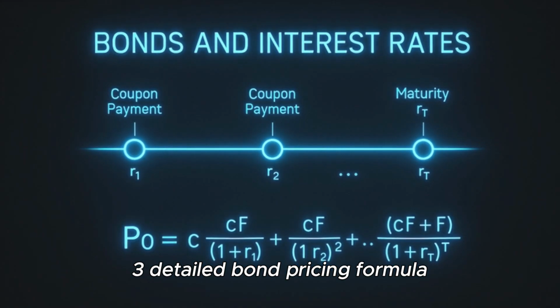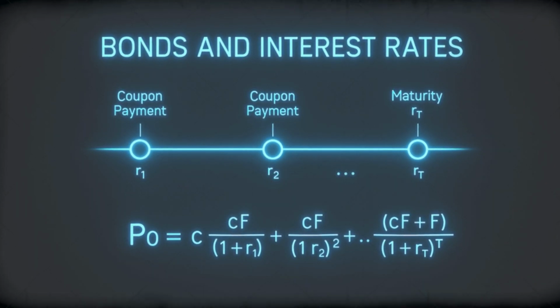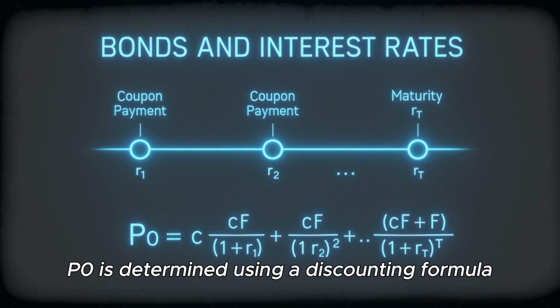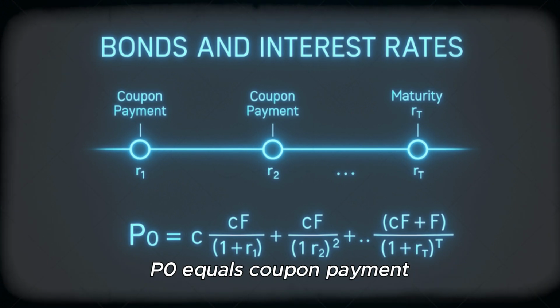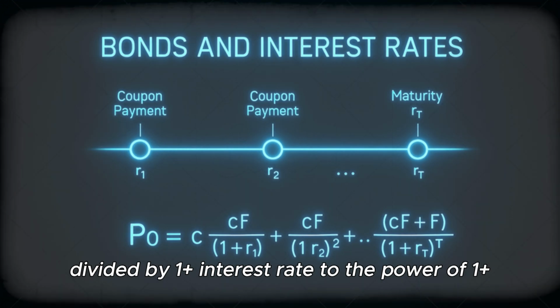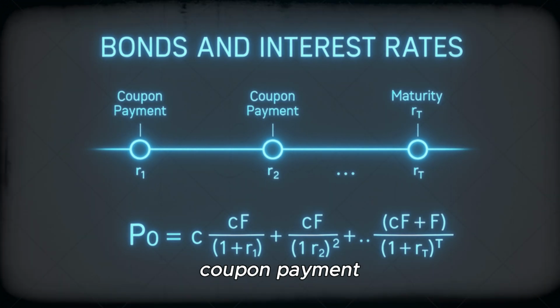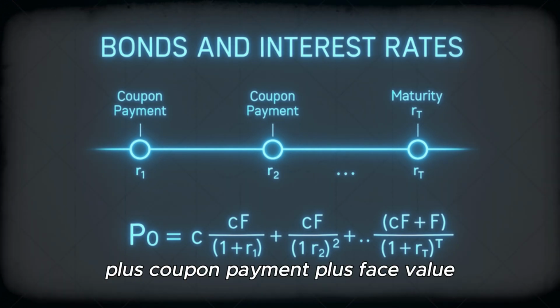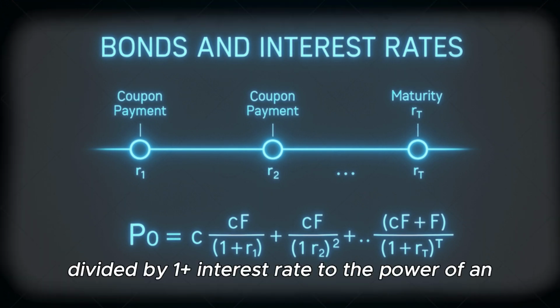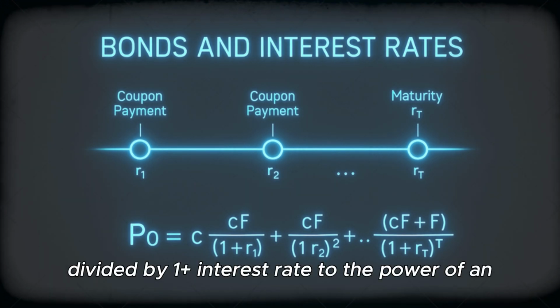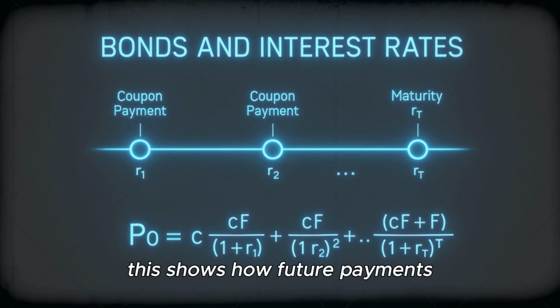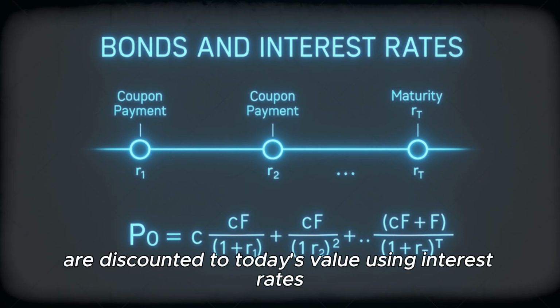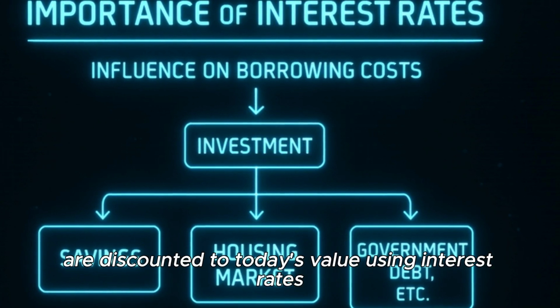3. Detailed bond pricing formula. The price of a bond today, P0, is determined using a discounting formula. P0 equals coupon payment divided by 1 plus interest rate to the power of 1, plus coupon payment divided by 1 plus interest rate to the power of 2, plus coupon payment plus face value, divided by 1 plus interest rate to the power of n. This shows how future payments, coupons, and principal are discounted to today's value using interest rates.